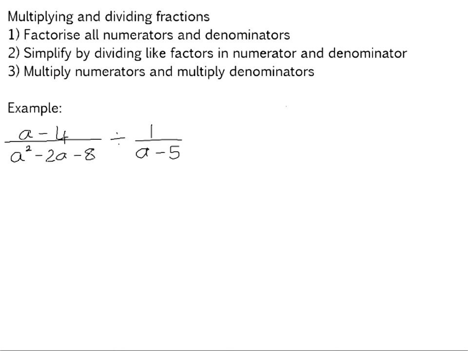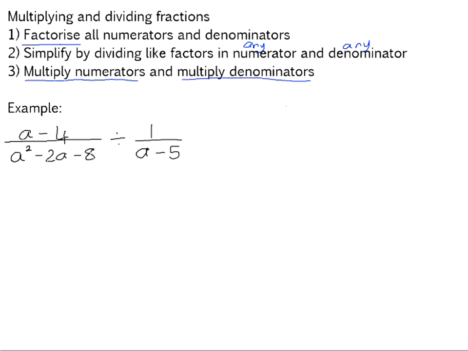In algebra, because it is a simplifying process, we start off by factorizing, and then we simplify by dividing the like factors in any numerator by any denominator. So long as it's a numerator with a denominator, we can't go wrong. And then we multiply what's left in the numerator, and we multiply what's left in the denominator.